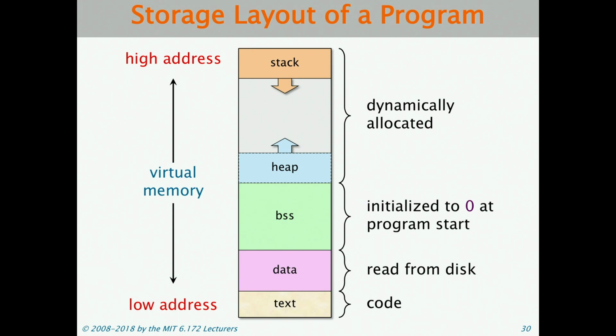Then there's the BSS segment. This segment is used to store all of the uninitialized variables in your program, and this is just initialized to 0 at the start of your program, since your program hasn't initialized this, so it doesn't matter what we set it to. And then the heap, this is the memory that we're using when we're calling malloc and free. And then we have the stack, which we talked about.